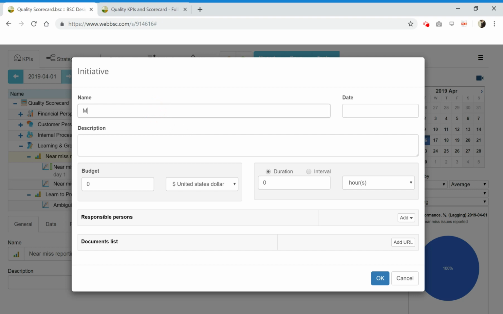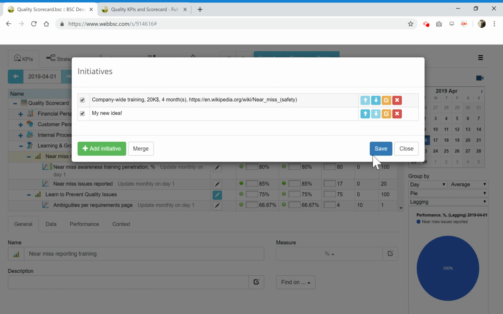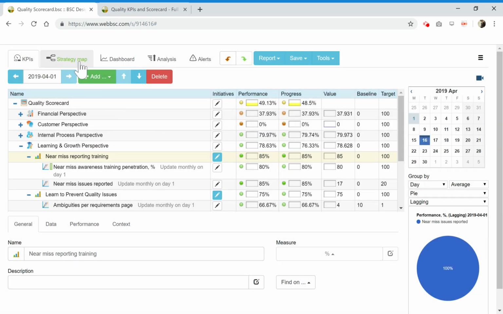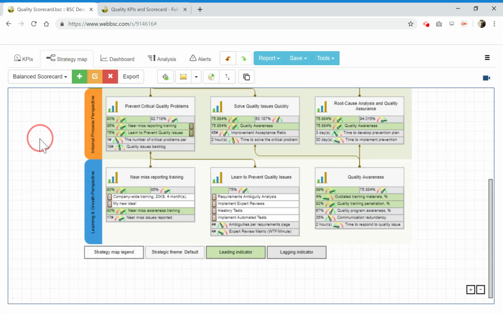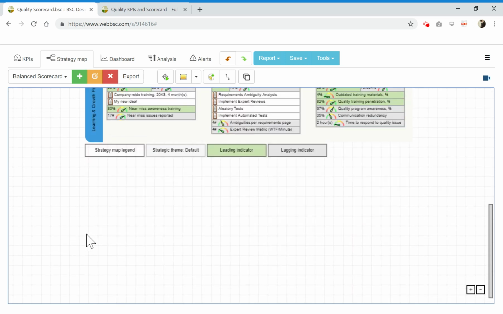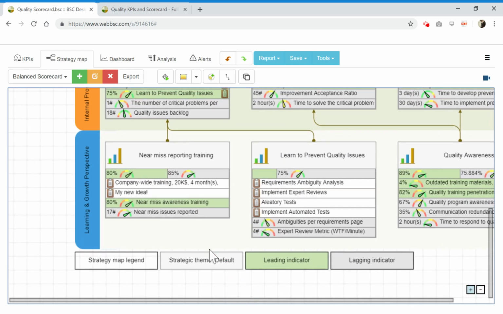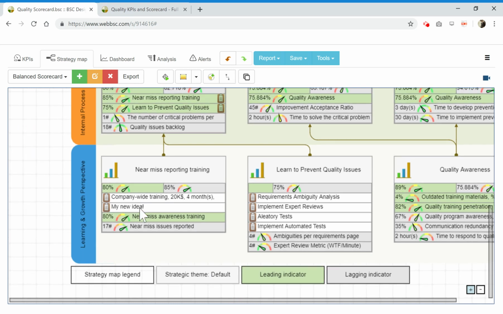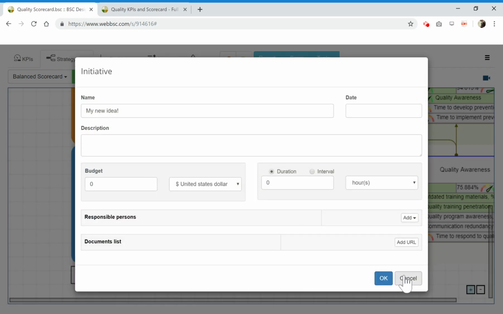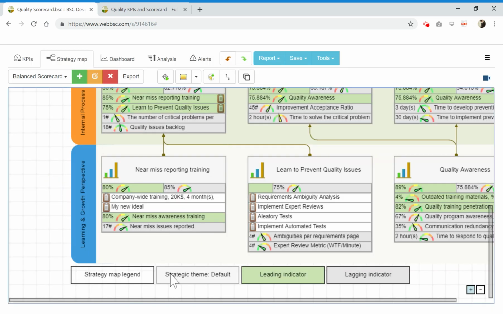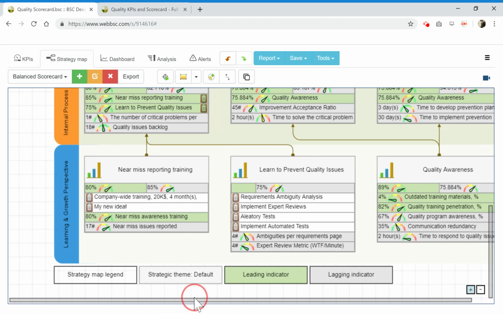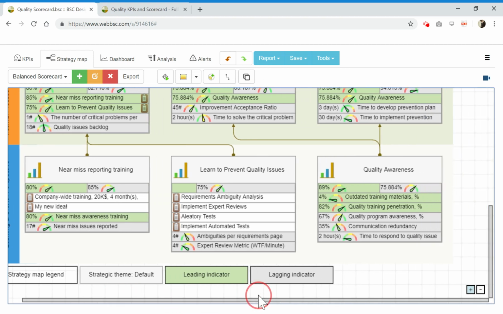For example, I can create here my new idea, a new initiative. And when I do so, the strategy map is updated as well. So this is not a picture. This is a dynamic representation of your goals, KPI, initiatives, etc. So I have created a new initiative and it appeared here. So it was some introduction about the general logic of the strategy map.